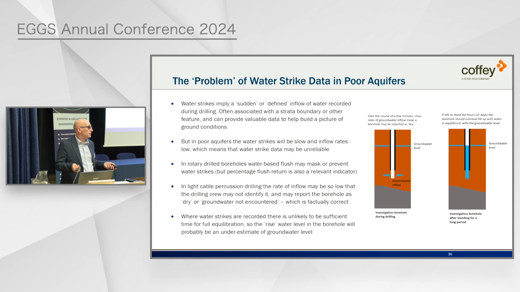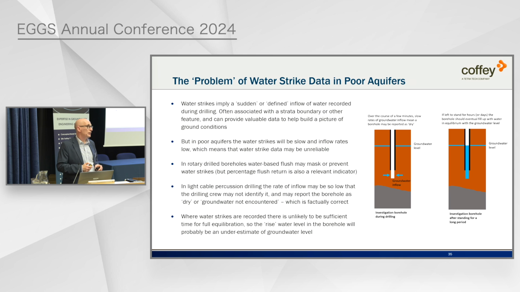Obviously, in rotary drilled boreholes, if you've got a water-based fluid flush, that might mask or even prevent, by having a balancing head, the water strikes. But obviously, percentage flush return is also relevant. But in light cable percussion drilling, what we used to call shell and auger drilling, I have worked on multiple projects where what must have happened is that the rate of inflow, say in a silty sand, is so slow that a driller drilling quickly to get his bonus and so on might not notice that there's been seepage and the borehole will be reported as dry and groundwater not counted.